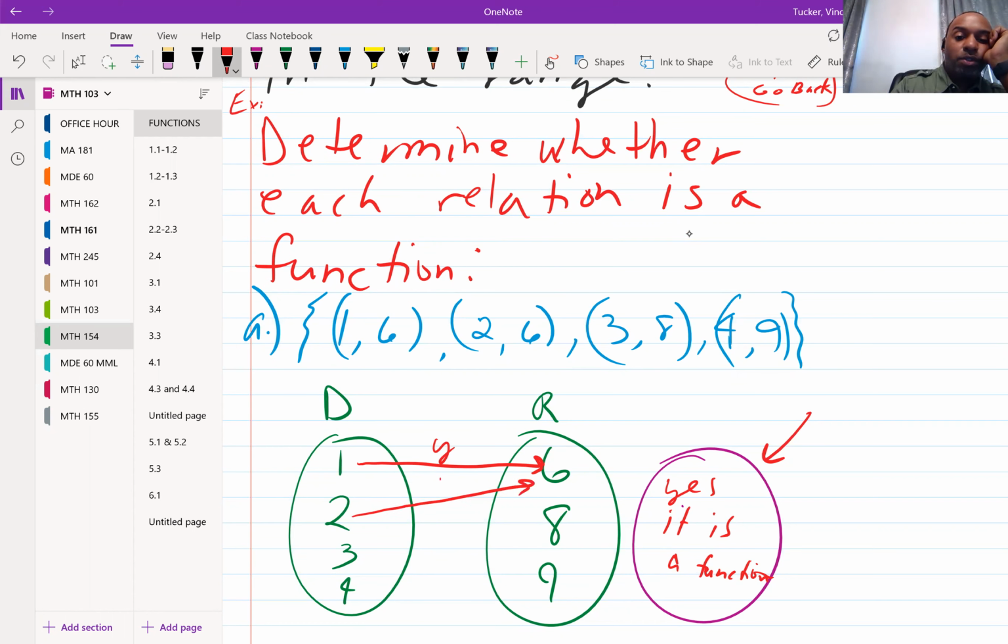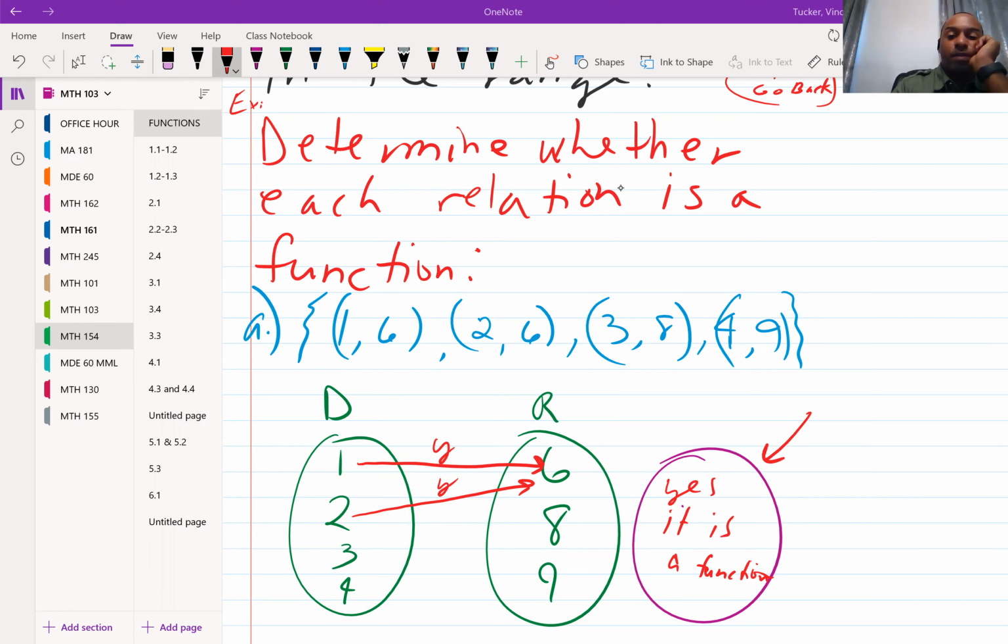2 only goes to one value. It just so happens that it's going to the same value as 1, but we're not looking at whether two values are going to the same thing. We're asking ourselves, is the one value in our domain going to exactly one value in the range? And the answer is yes.